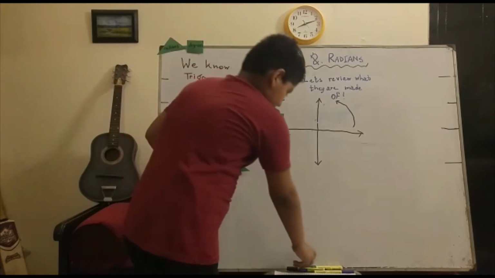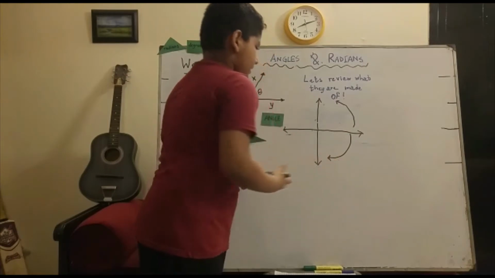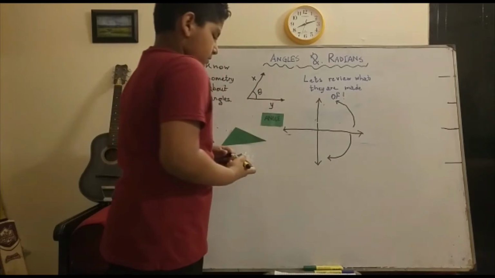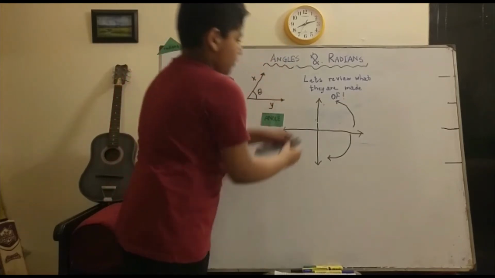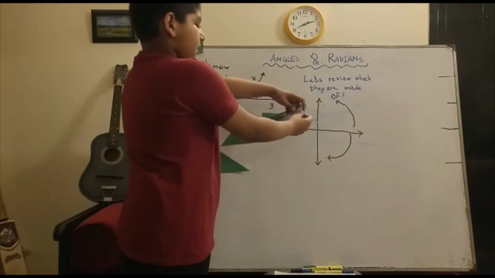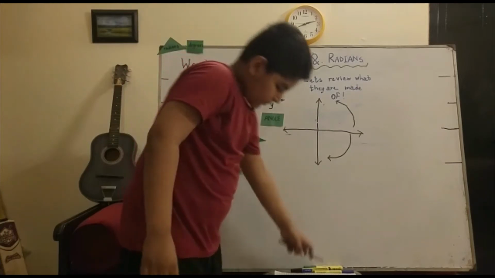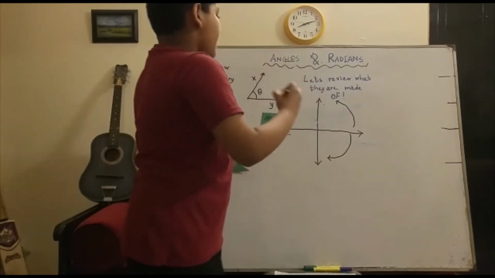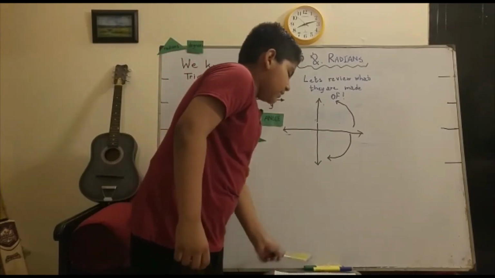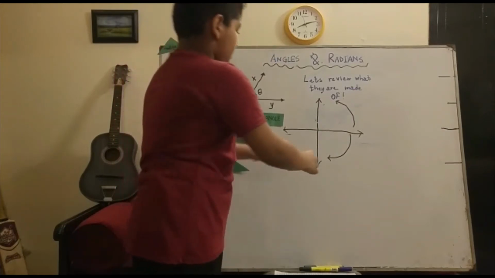But if it went clockwise from the x-axis, by the way, the x-axis is the starting line, this one, like this, then theta would be negative. So, we have been calculating angles by only one unit. And that unit is degrees.